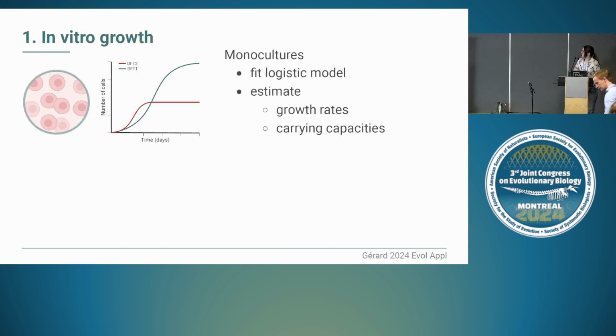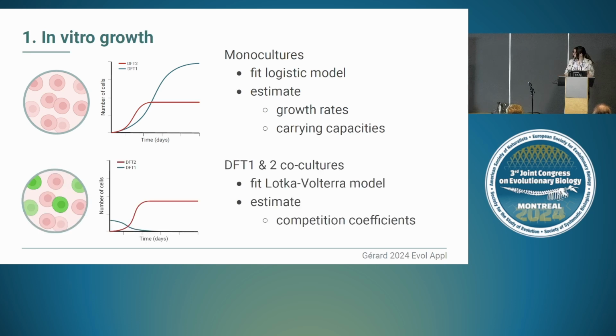Okay, so which brings me to my first experiment where we grew DFT1 and DFT2 cells in vitro. We did that in monocultures, and we counted the cells each day for approximately 2 weeks. And then we fitted a logistic model in order to estimate two parameters, the first one being growth rate, so how fast the cells grow, and the second one being carrying capacity, or how dense the cells can get in culture. And then we also performed co-cultures.